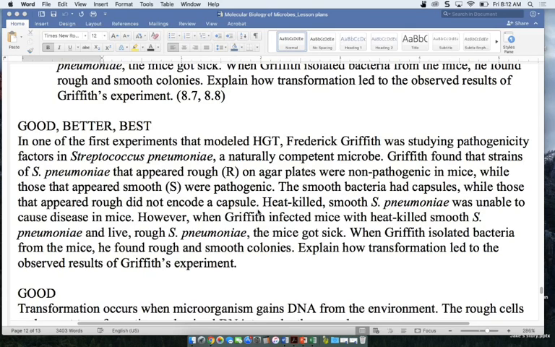Any questions on this one? Or any questions on what I'm looking for with a response on this? Okay, so again, this is up. It's under the molecular biology, that last one.